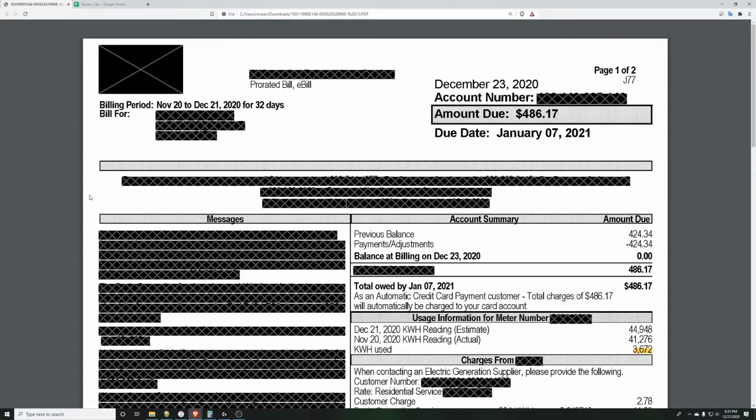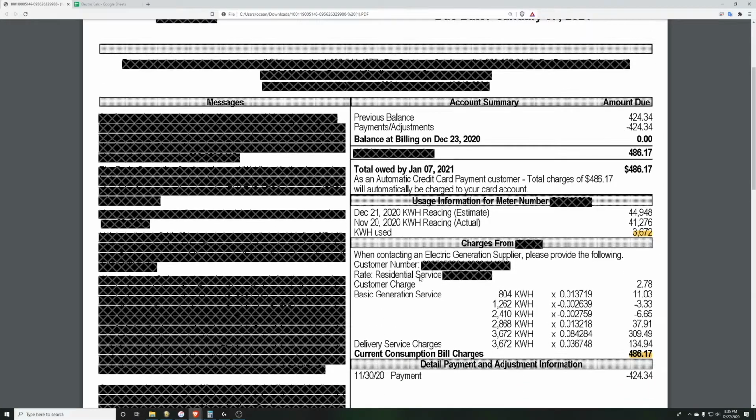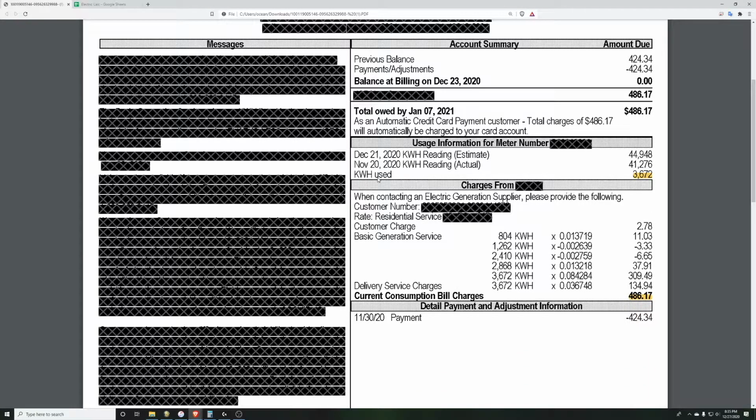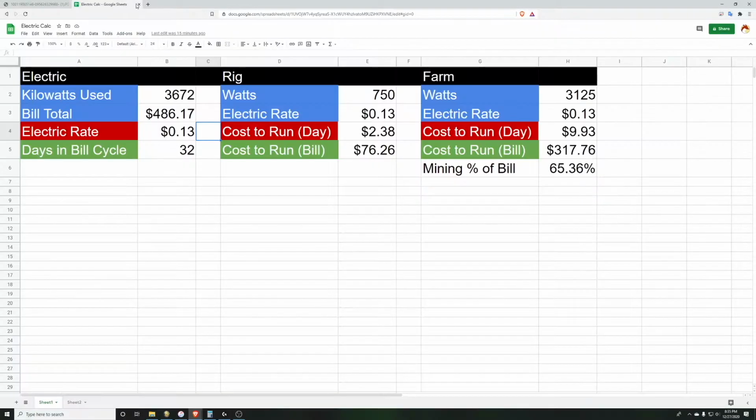So here we're looking at my electric bill. You can see this is my current bill. And from here, we're going to get two pieces of information. One is you're going to look for your kilowatt hours used. Every bill will have this. There's mine, 3,672. And then, of course, every bill is going to have what your total amount due is for that billing cycle. You can see mine here is $486.17. All you need is those two pieces of information to calculate your electric rate.